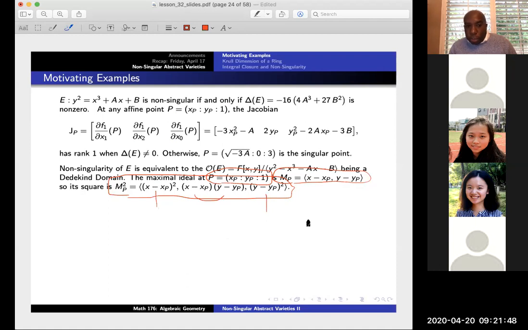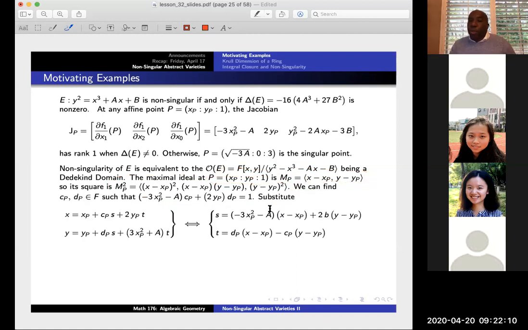If you're wondering where this comes from, think of the Taylor series expansion. MP says something about the linear terms in the Taylor series expansion, and MP squared says something about the quadratic terms. So here I have my maximal ideal and its square. Now I'm going to make a substitution here.